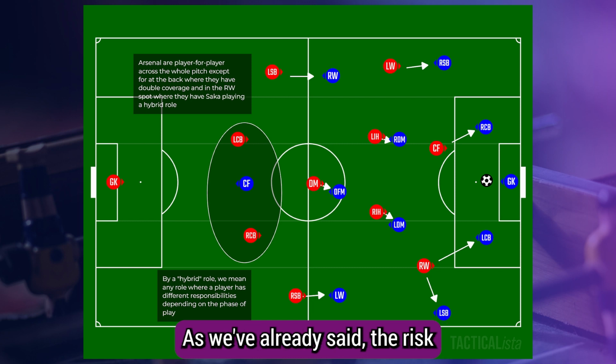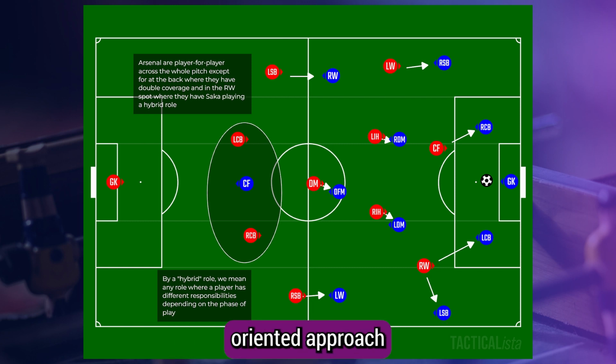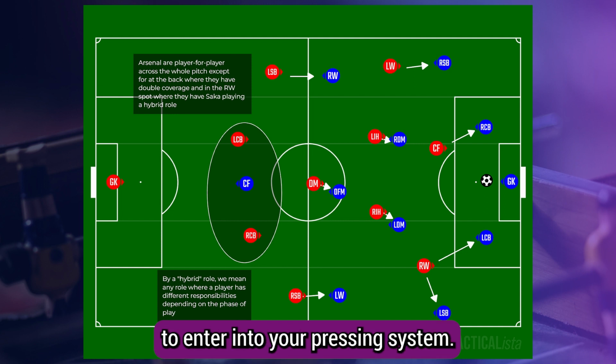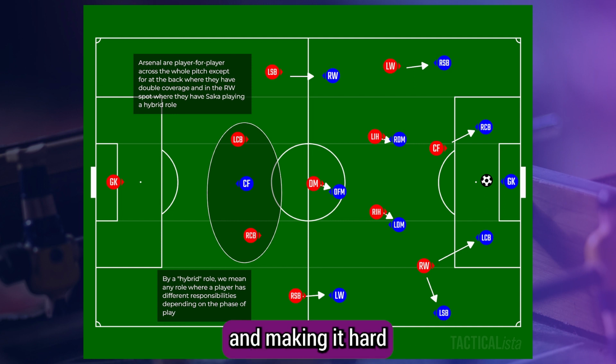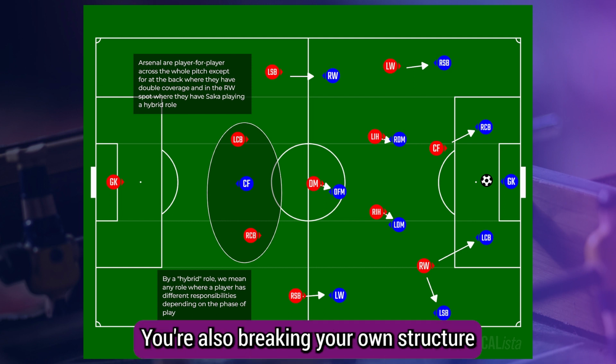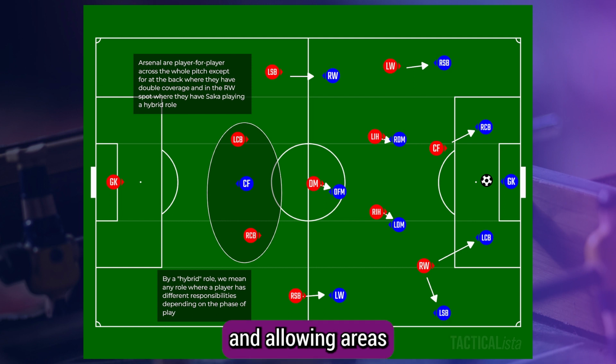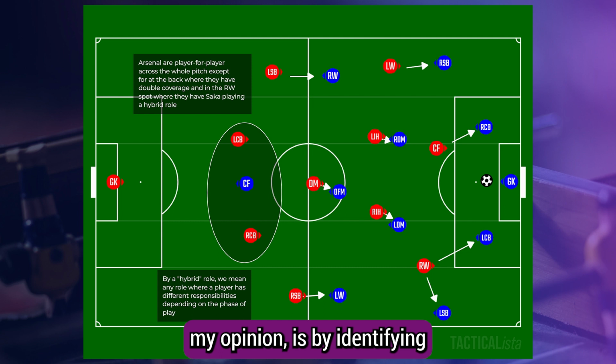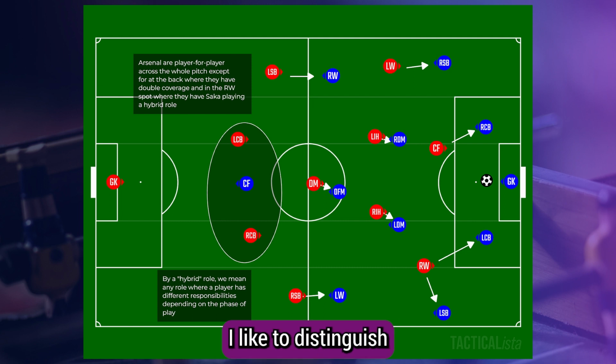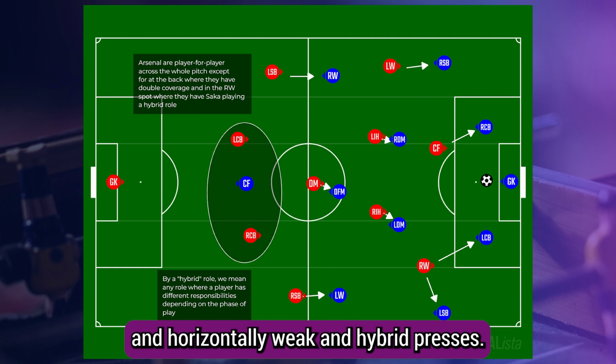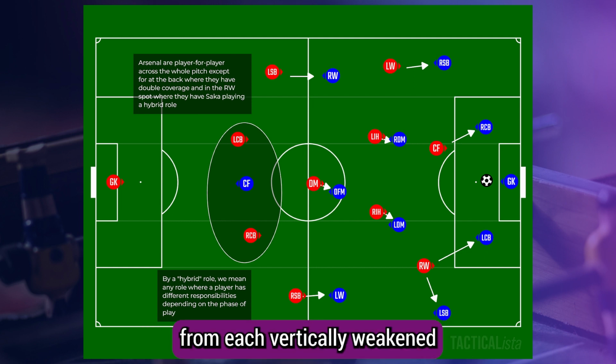As we've already said, the risk of taking a player-oriented approach is that you allow weaknesses to enter into your pressing system. By going player for player and making it hard for the opponent to build up, you're also breaking your own structure and allowing areas that can be exploited to appear within it. One of the best ways of categorizing hybrid approaches, in my opinion, is by identifying where the pressing team is allowing the weakness in their structure to exist once they press out of their zonal system. I like to distinguish between vertically weakened hybrid presses and horizontally weakened hybrid presses. Let's look at both types with examples from each.